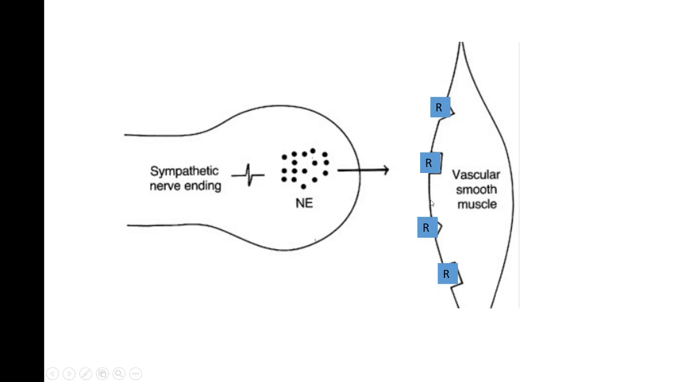And after the action, the termination of action will be that this noradrenaline, after acting, will be taken up again by the nerve ending, uptake. After acting on the receptor, noradrenaline will travel back to the nerve ending by some molecules known as transporters, and norepinephrine can be metabolized by two enzymes, COMT and MAO. So this is basically neuroeffector or neurohumoral, neurochemical transmission.